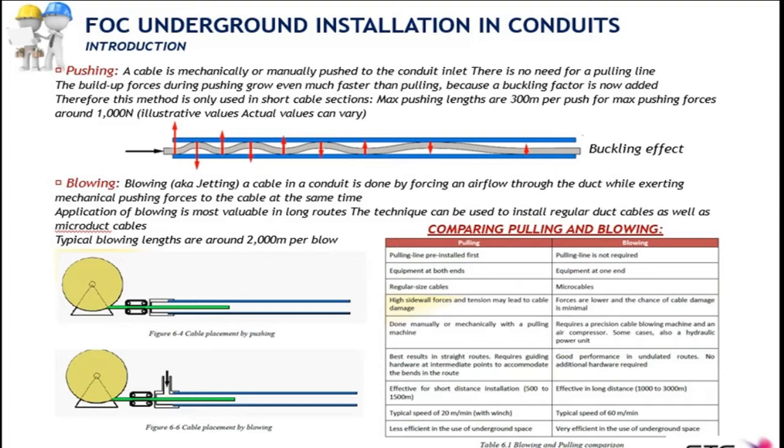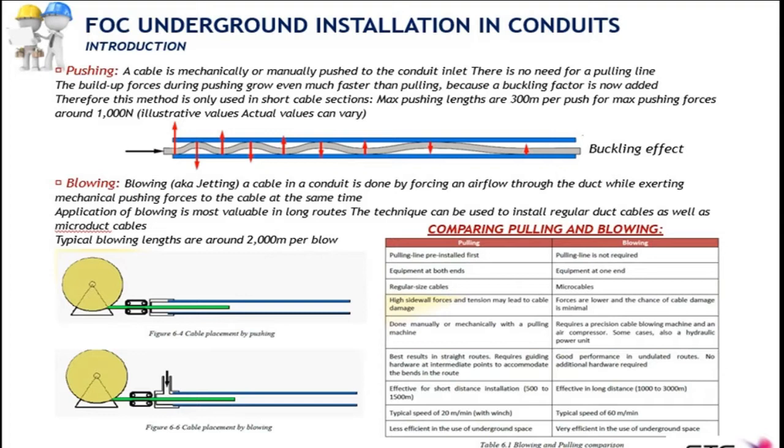The last installation method is blowing. Blowing makes use of a blowing force of insufflated air. Blowing then makes use of additional machinery producing the airflow injected in the ducts. So this is the typical installation method used for long distances and particularly for microducts and microcables.